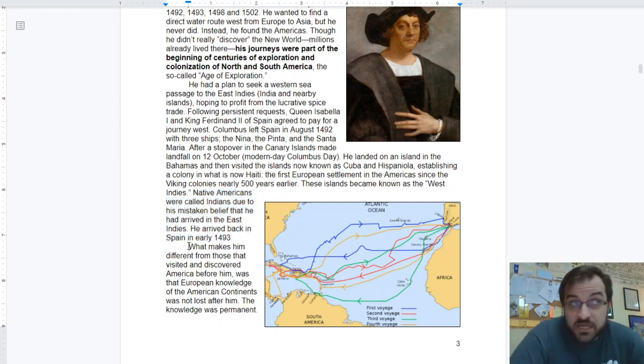Now, Columbus has gotten a lot of heat over the years. He was not necessarily a nice person. But what makes him different from those who visited and discovered America before him? If you are going to say a European discovered America, you would have to give that credit to the Vikings. And there is some evidence that the Chinese, a few years before him, actually made it to the west coast of America. But there wasn't a whole lot of impact from any of those things.